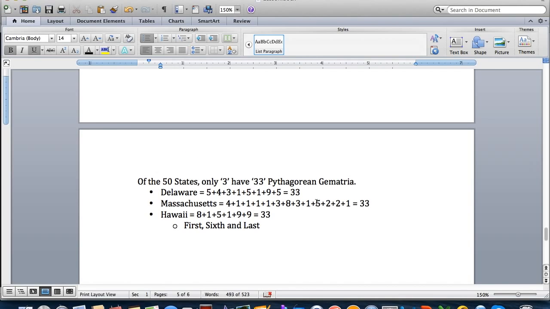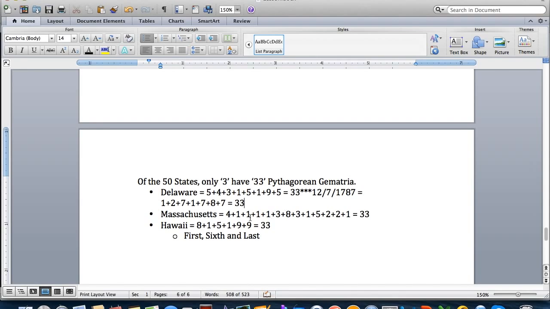And anyway, when I did this, one of the cool things I found was, for example, the only state that summed to 74 was Oregon. I also found out that with Pythagorean gematria, only 3 of the 50 states sum to 33. The first, Delaware, which also has an establishment date of 33. It was established December 7th, now known as Pearl Harbor Day, 1787. In numerology, 1 plus 2 plus 7 plus 1 plus 7 plus 8 plus 7 sums to 33. That's how you get the numerology of a date.